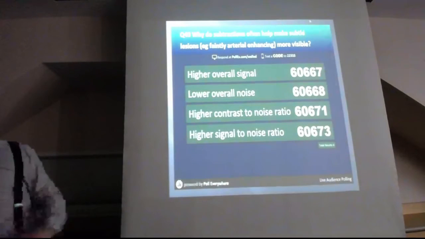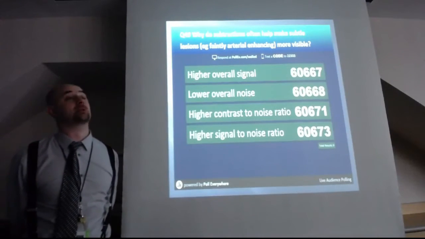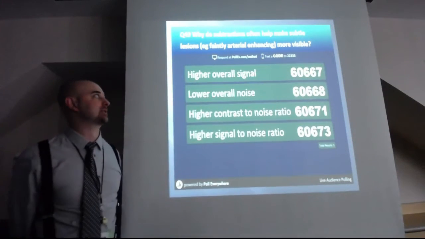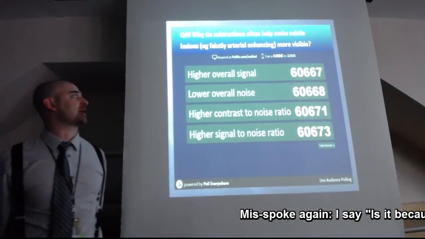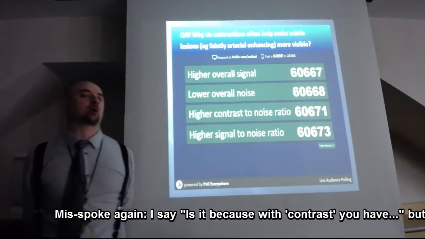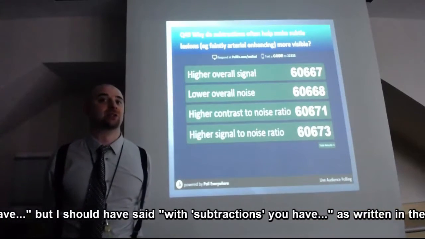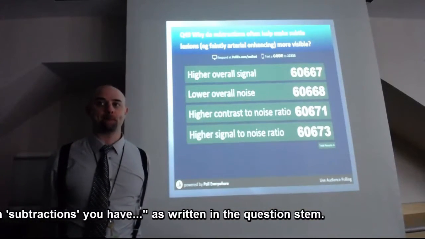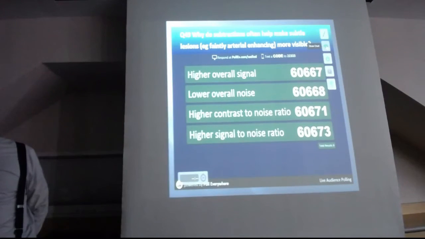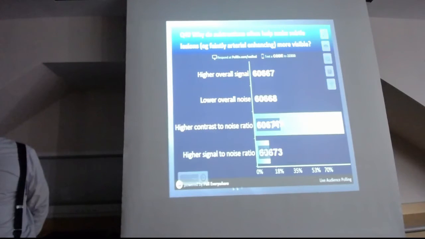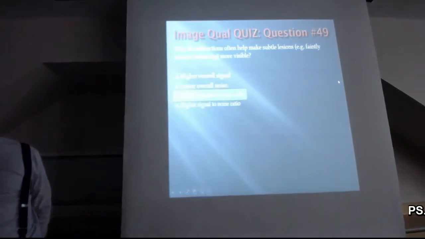Okay, so why do subtractions, this kind of harkens back to the beginning of the lecture, why do subtractions often help make subtle lesions, let's say faint arterial enhancing lesions, more visible? Is it because with contrast you have higher overall signal, because you have lower overall noise, because you have a higher contrast to noise ratio, or because you have a higher signal to noise ratio? Most of you said the correct answer, which is higher contrast to noise ratio. Okay, so let's look at this.